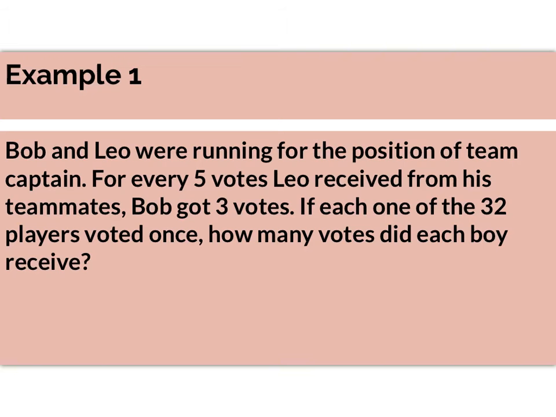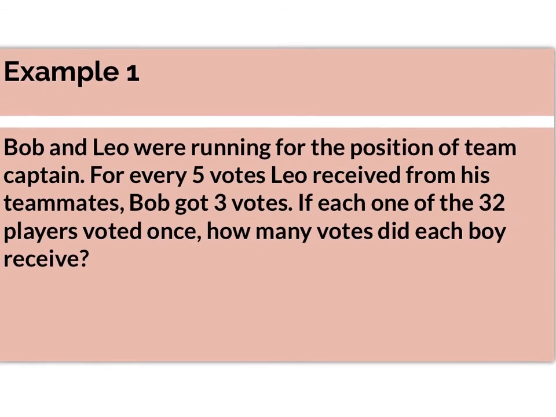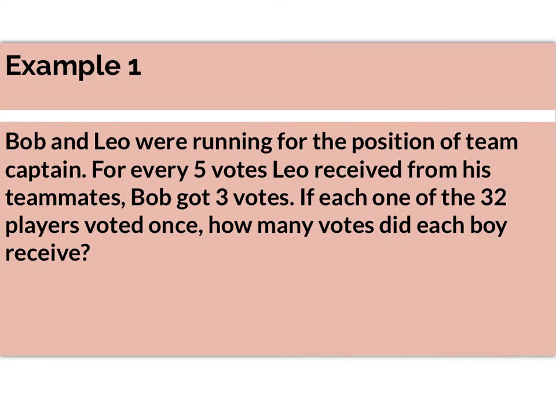Okay, here's our objective. Now, since we know about proportion, we know that if we read this carefully, for every 5 votes Leo received from his teammates, Bob got 3 votes. So now we have a 5, and I do this every time, forget to put the marker on. A 5 votes for Leo and 3 votes for Bob. So now, how many votes is that in total?